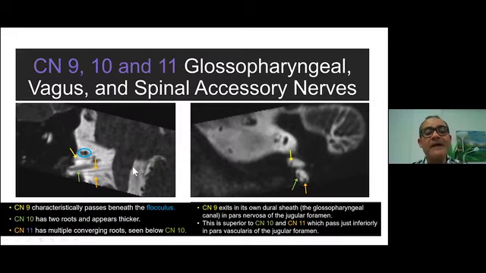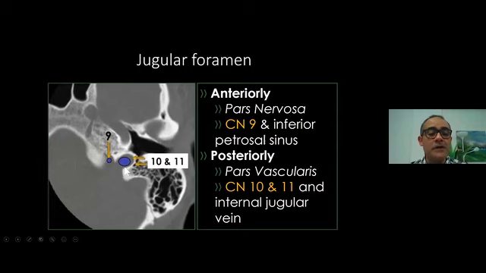CT is my friend when I evaluate the jugular foramen, because you have the two parts, pars nervosa and pars vascularis. Pars nervosa is anterior, pars vascularis is posterior. The vascularis is always big, the nervosa is the small one. And the same rule will apply when you split the anatomy here. You have 3 cranial nerves, 9, 10, and 11. So the big one will take 2 of them, and the small one will take 1 of them.